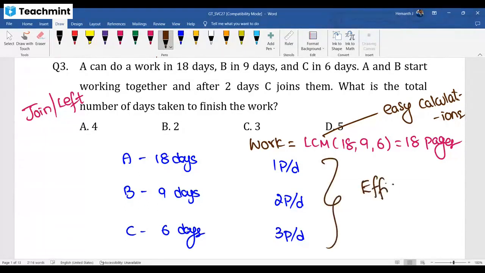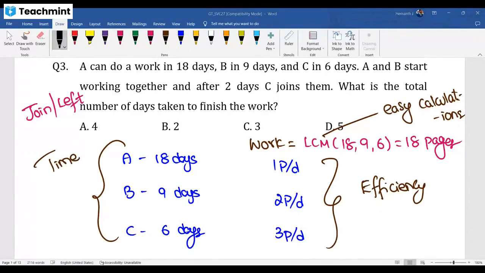Those who are done with the time and work topic know this is efficiency, this is work, this is timing. If you don't have any idea regarding time and work, we already shared a video in your group, or you can check my WhatsApp and my YouTube channel as well. You have the time and work basics given. Now here, what is to be done is to calculate the total number of days taken to finish the work.